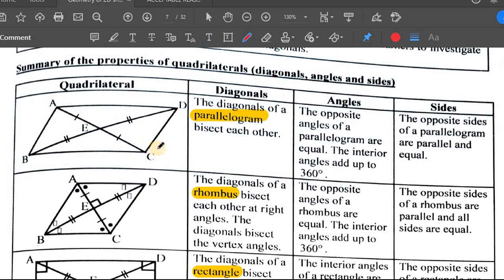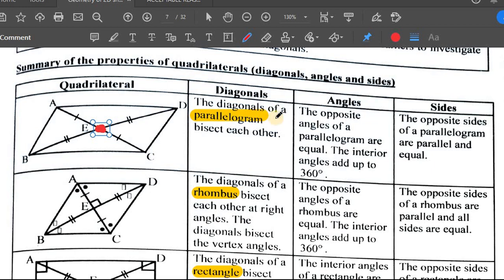Now, when we draw some diagonals in this parallelogram, E is at the center here, right? So AE is equal to EC, right? Okay, so with regards to the angles and the sides, we already know that the interior angles are 360. The opposite sides are equal. We've shown that in the last video as well. We're going to be focusing on the diagonals.